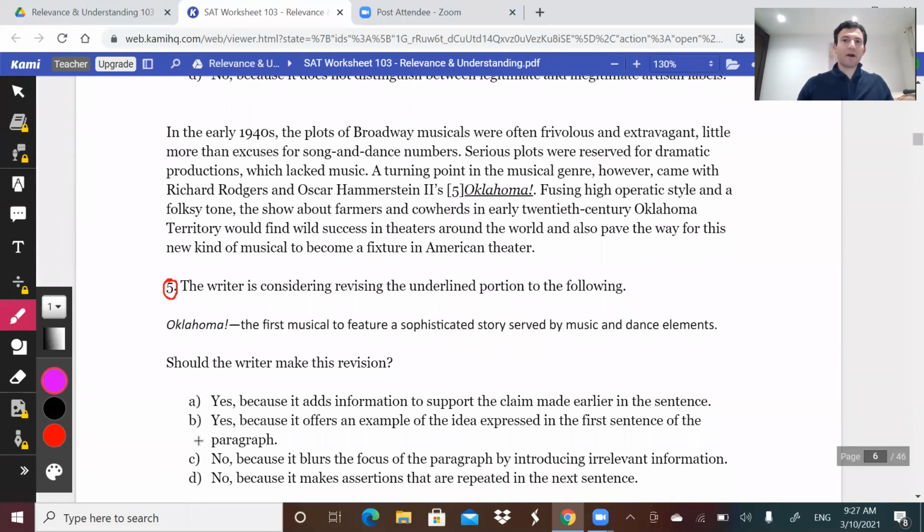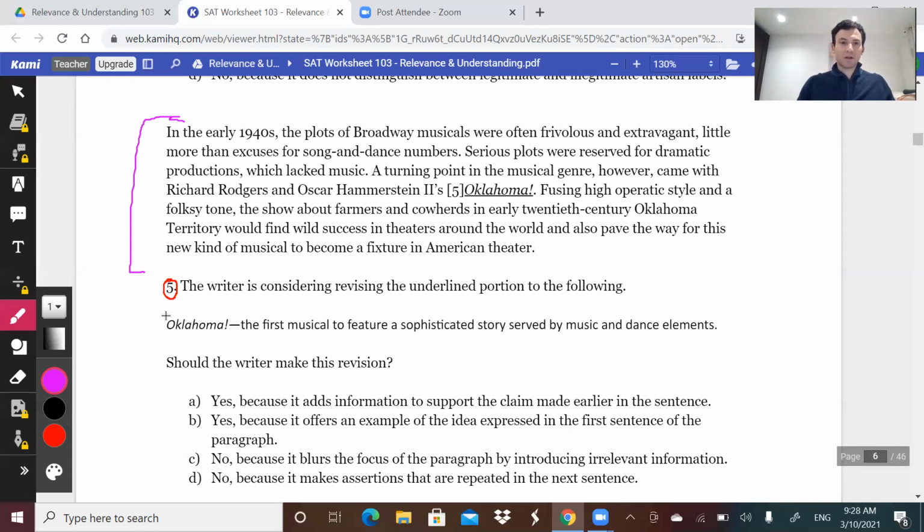So you're going to read this paragraph right here, or I'll actually read it for you, about the play Oklahoma, or musical, really. So in the early 1940s, the plots of Broadway musicals were often frivolous and extravagant, little more than excuses for song and dance numbers. Serious plots were reserved for dramatic productions, which lacked music. A turning point in the musical genre, however, came with Richard Rodgers and Oscar Hammerstein's Oklahoma. Fusing high operatic style, a folksy tone, the show about farmers and cowherds in the early 20th century Oklahoma Territory would find wild success in theaters around the world and also paved the way for this new kind of musical to become a fixture in American theater.